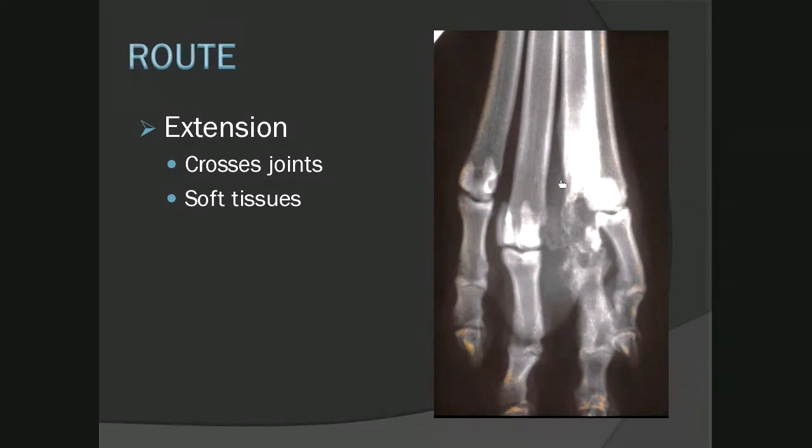It's difficult to visualize, but this line over here represents soft tissue swelling, and is not to be confused with the metacarpal pad seen over here. Extension from soft tissues can also occur, for example, any infection or an abscess within a muscle or subcutaneous tissue, or also from periodontal infections.